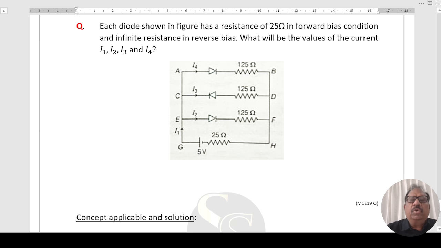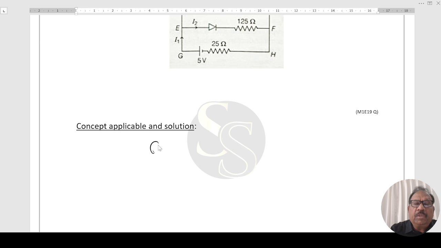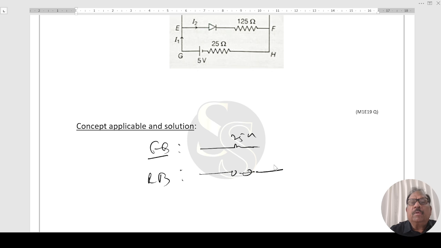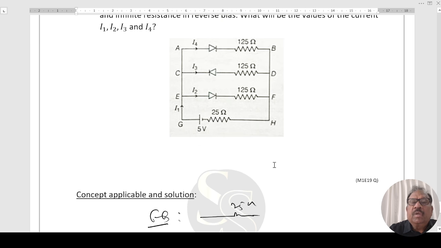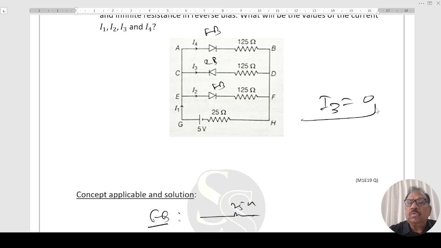Question is, each diode shown in the figure has a resistance of 25 ohm in forward bias condition and infinite resistance in reverse bias condition. What will be the values of current I1, I2, I3 and I4? Concept applicable in solution. Forward bias and reverse bias. In this case, if it is forward bias, 25 ohm resistance will be offered. If it is reverse bias, this will be like an open circuit. So, according to the figure, this is forward bias, this is reverse bias, this is forward bias. So, I3 will be equal to 0.